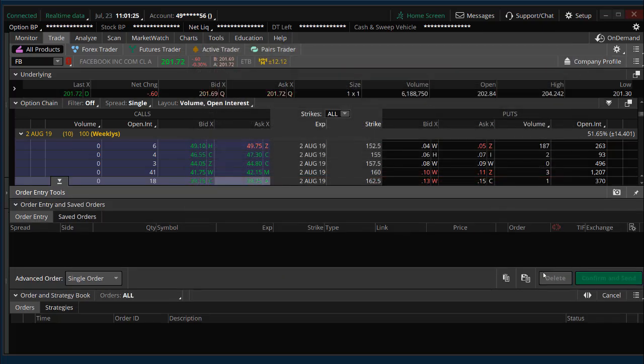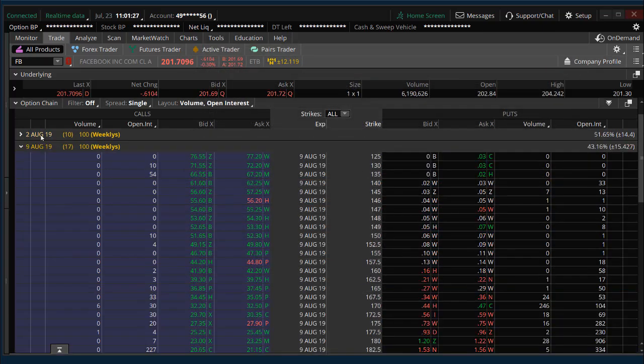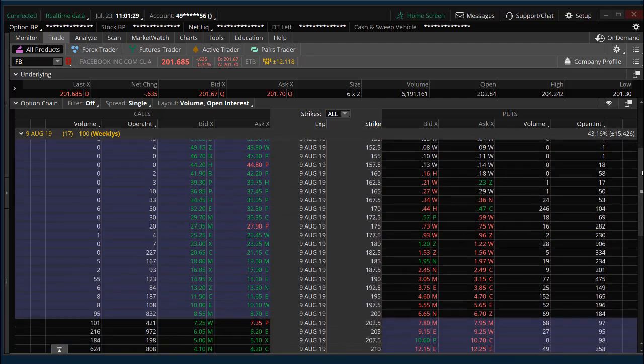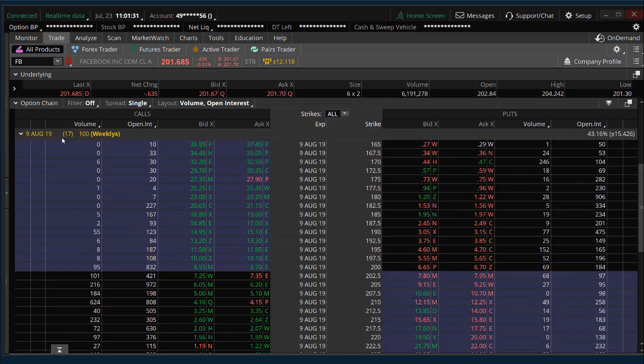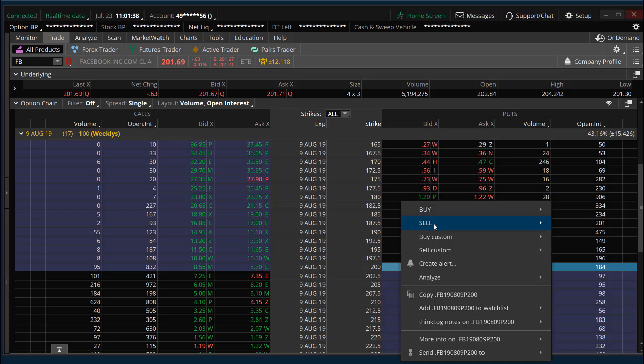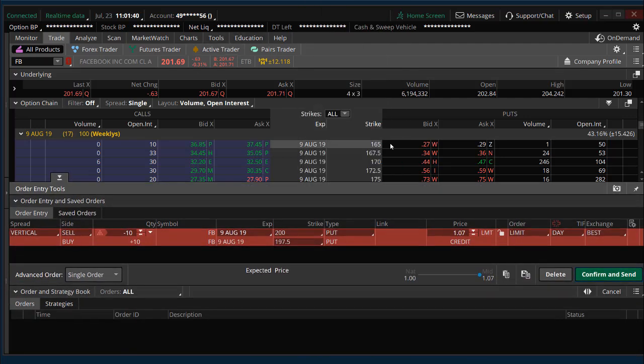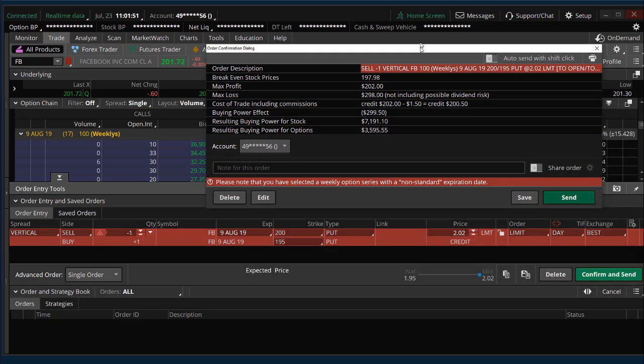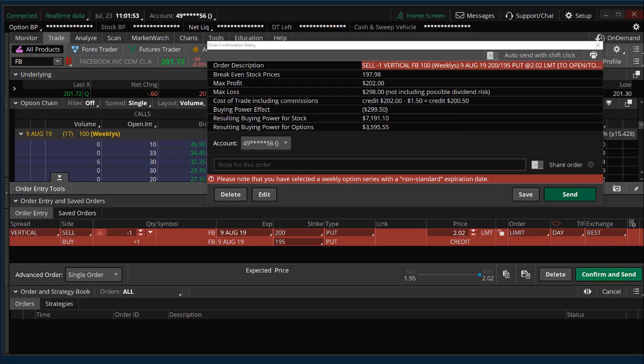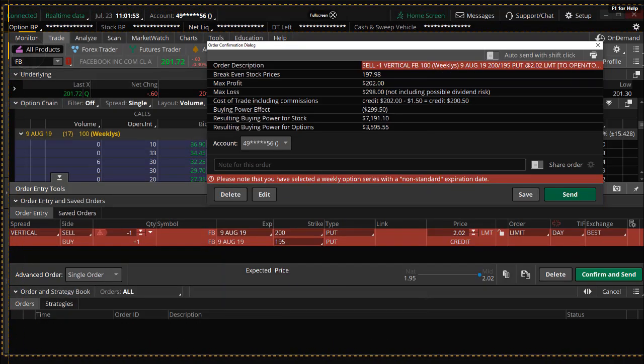Now, if you want to do the 5-star strategy, you're going to go out one more week, for 17 days, and you're going to sell the at the money puts. And if you look at that, about $10 wide, I'll just put it down to one contract. Then you have your 1-to-1 risk reward on the trade.